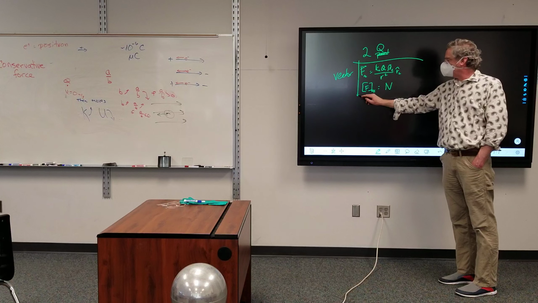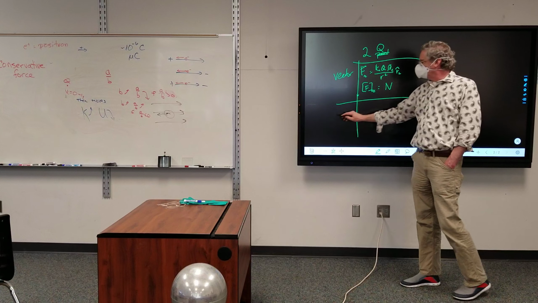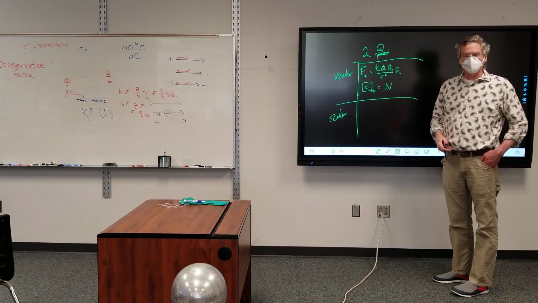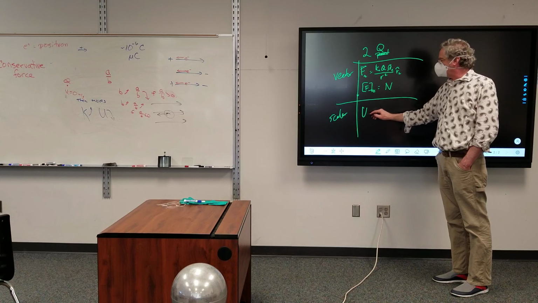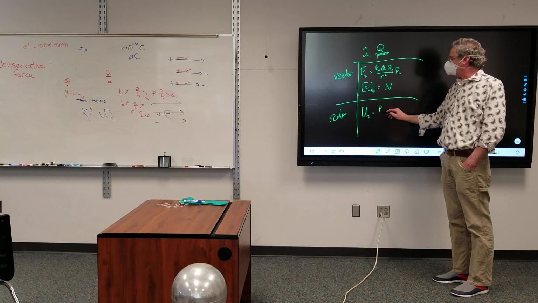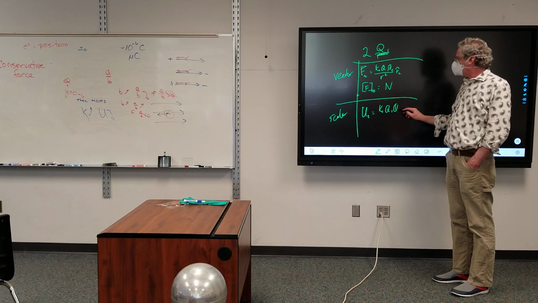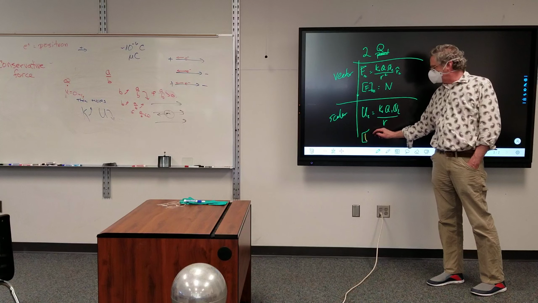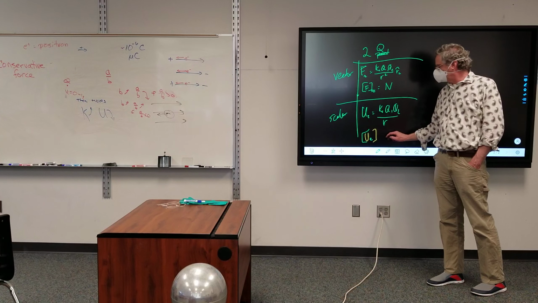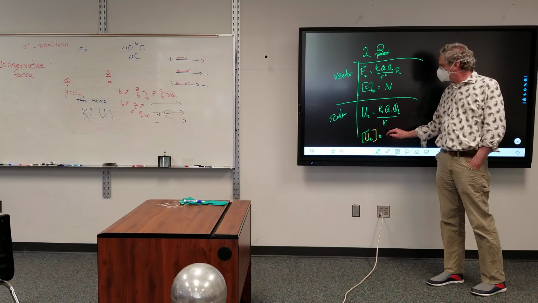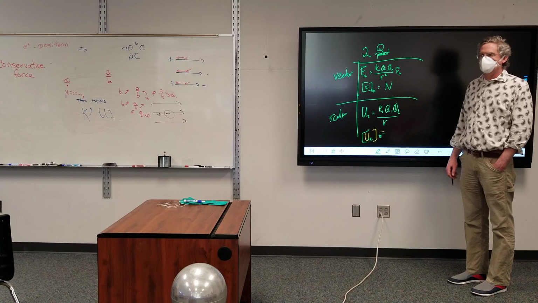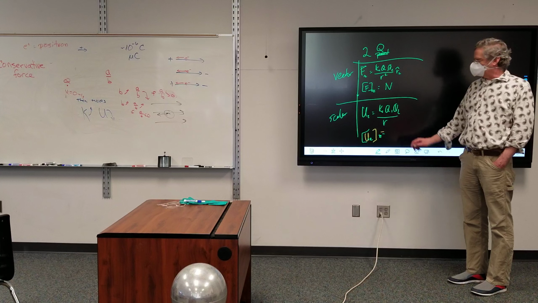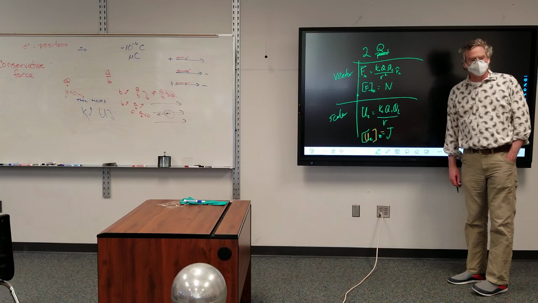Okay. If we're dealing with a scalar, and I have two charges involved here, I'm dealing with potential energy. So I have U sub E is equal to K sub E Q1 Q2 over R. And what are the SI units of the potential energy? Joules. Yes, in this case, joule.